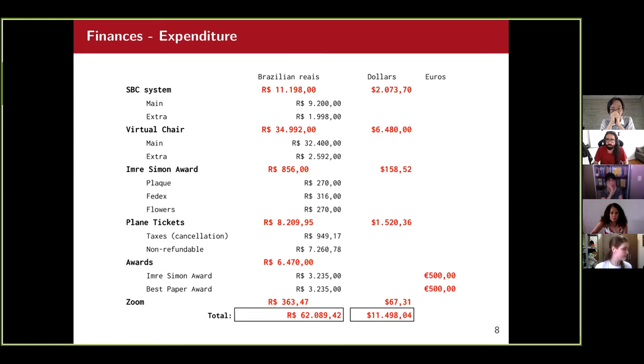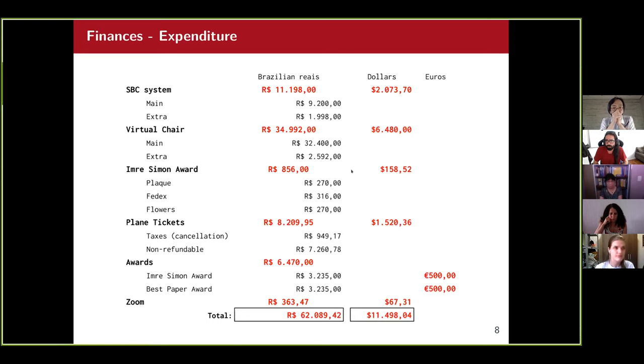For the registration and also for handling payments, we contracted the service of SBC, the Brazilian Computer Society. This costs about 11,000 reais, which is a main part of 9,200 plus some extra depending on the number of participants. And as you all know, we decided to use the Virtual Chair system, which costs us $6,000 plus some extra charges, also depending on the number of participants. And for the Imre Simon Award, as you saw, we tried to do our best. We had this plaque, and we also had to deliver the plaque to Germany.